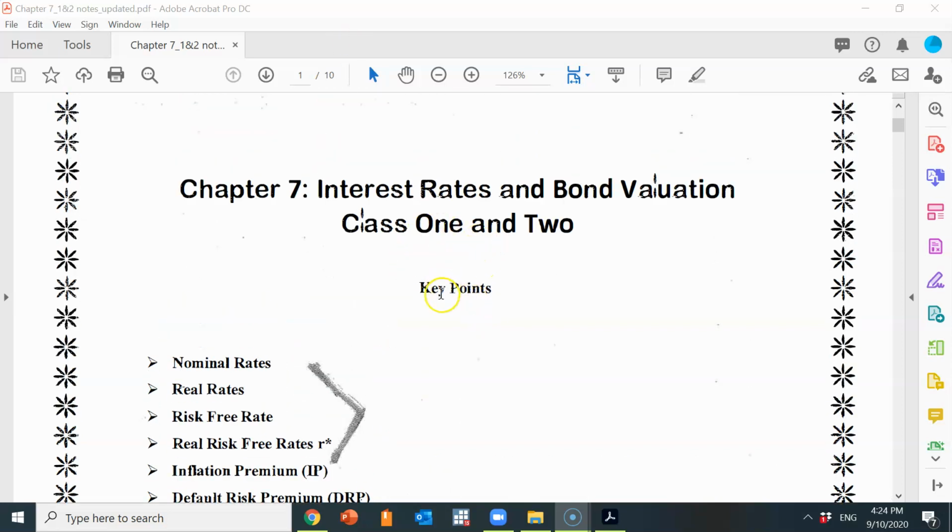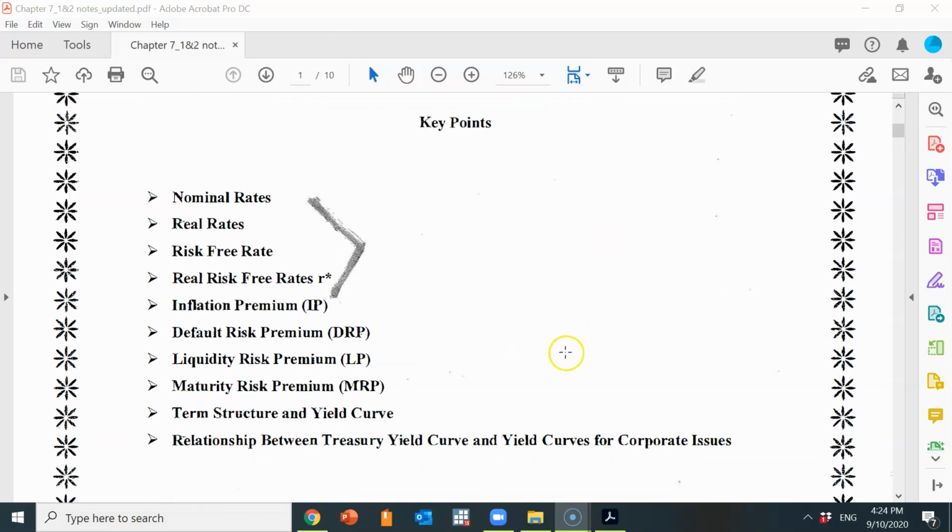in class 1 or in the beginning of class 2, we will introduce the premiums we use to determine the value of the interest rates, including inflation premium, default risk premium, liquidity risk premium, maturity risk premium. So there are in total 4 premiums, and these are the premiums we add to the real risk-free rate in order to calculate the interest rates for the bond.